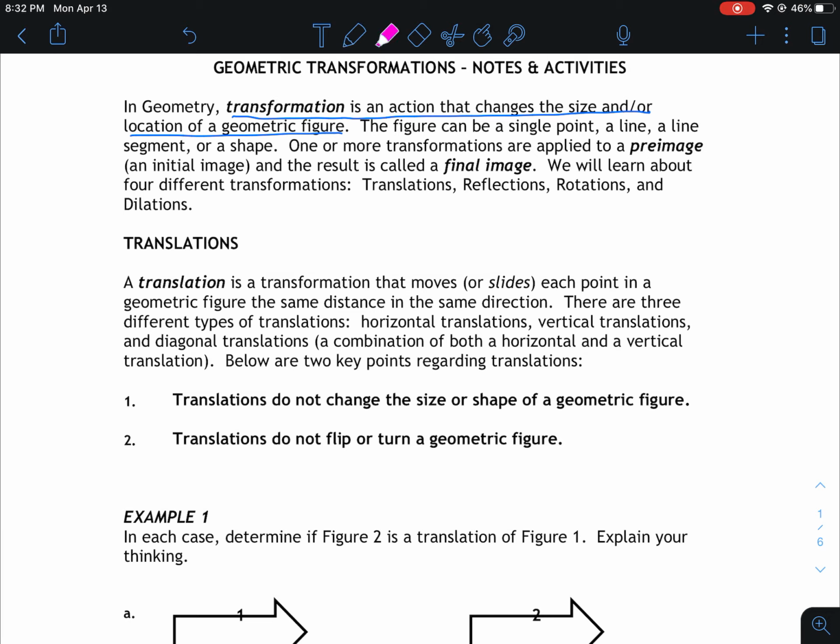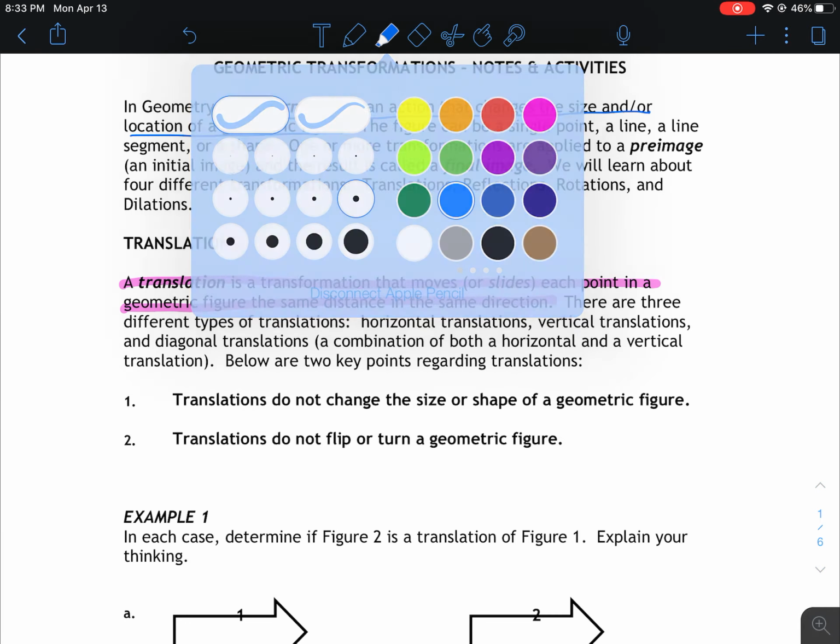Then, when we are moving on to translation, when I say translate something, that means you are moving it or sliding it in the same direction, same distance. So you can go up, down, left, or right. You can also do a diagonal translation, which is a combination of the horizontal and a vertical translation. Below are the key points regarding these types of translations.